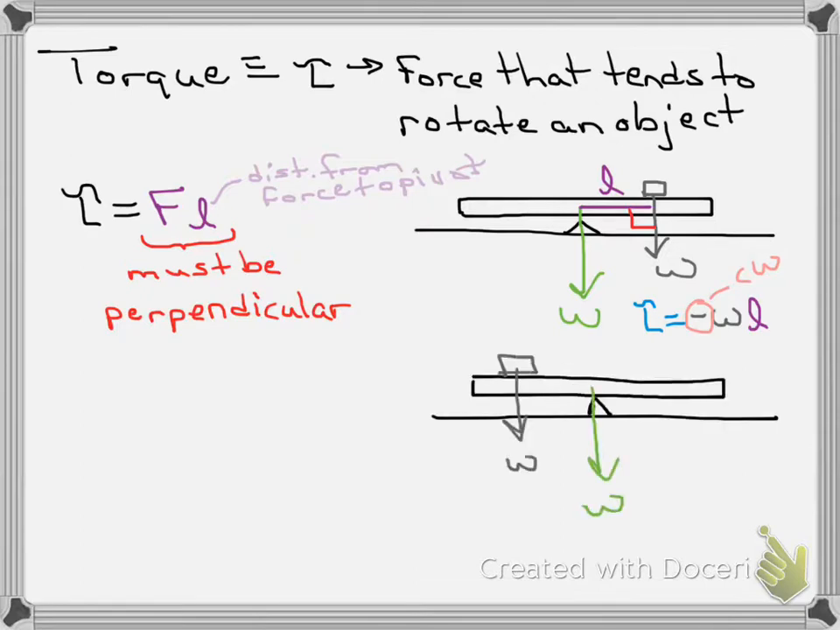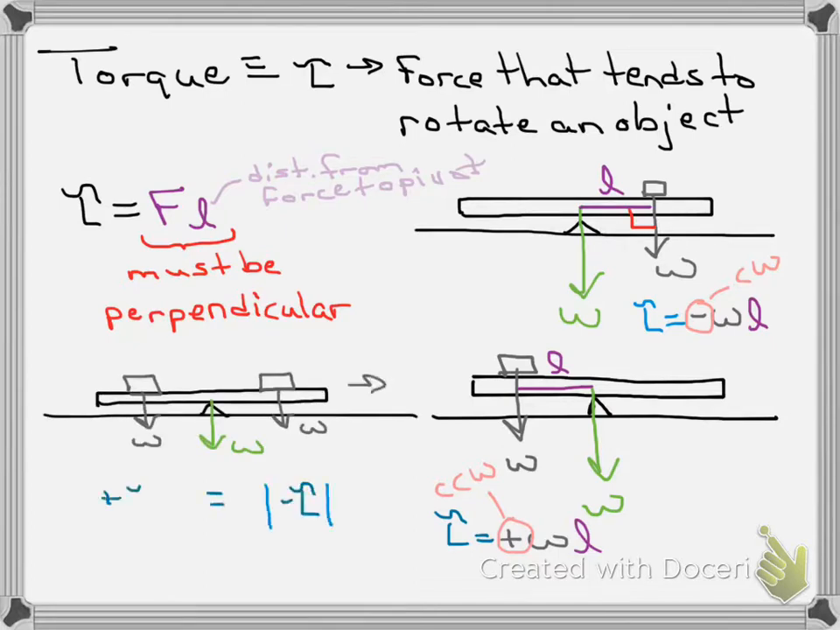Now we can do the same thing with the other mass here, the mass that we had on the left-hand side. And the distance L is from the pivot point to the force. And again, the length and the force are perpendicular. But now the torque produced, which is the force times the length perpendicular, gives us a positive torque, because torques that tend to rotate objects counterclockwise are positive.